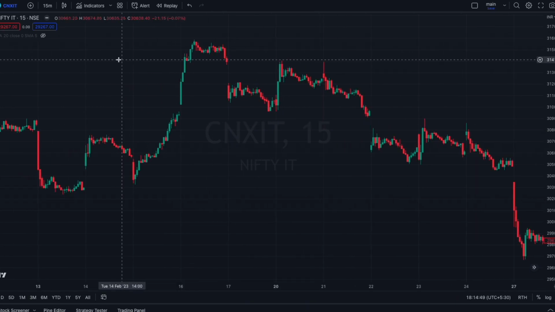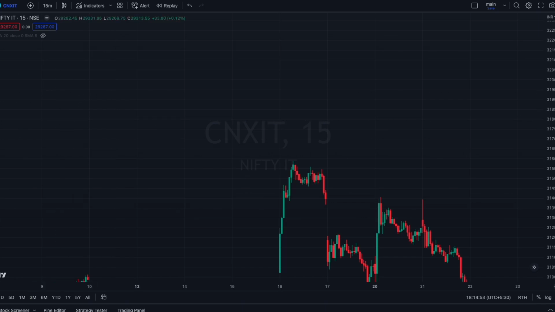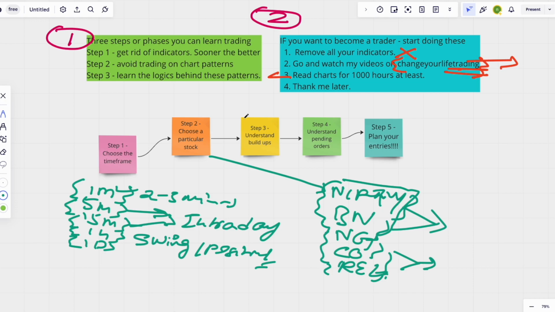Okay. Again, if you look at this structure over here, three small candles in a straight line followed by a large green candle. So this is called a build up. So I hope the concept of build up is clear. So we are done with choosing the time frame. We're done with choosing a particular stock, and also we're done understanding build-ups.